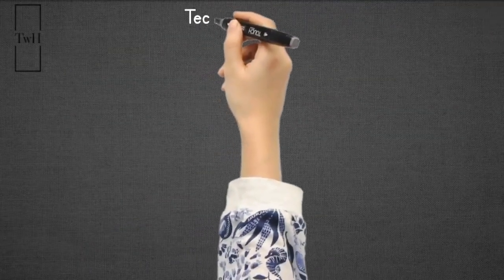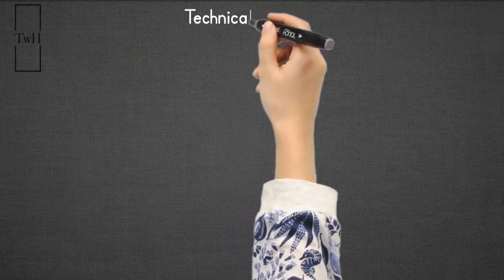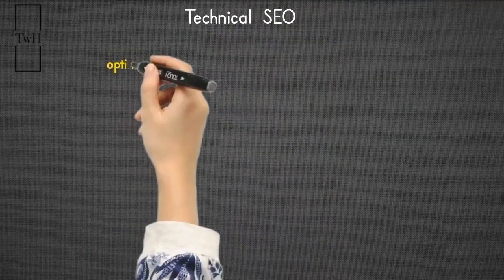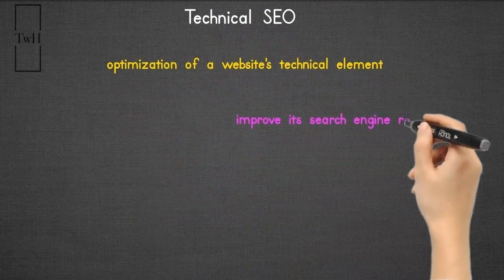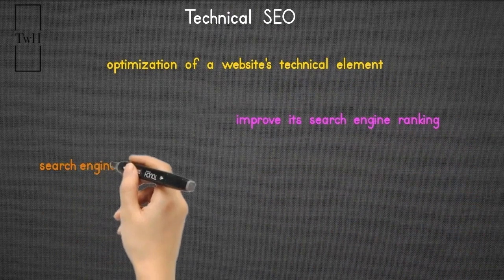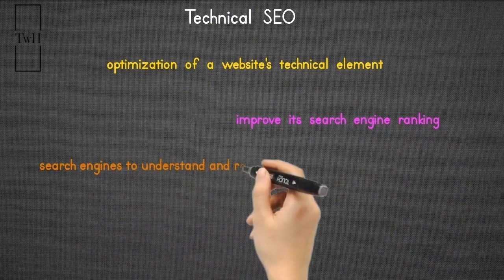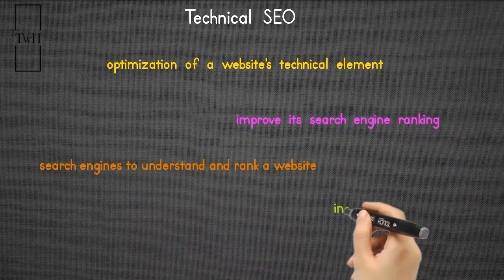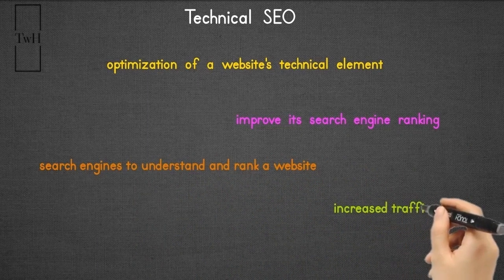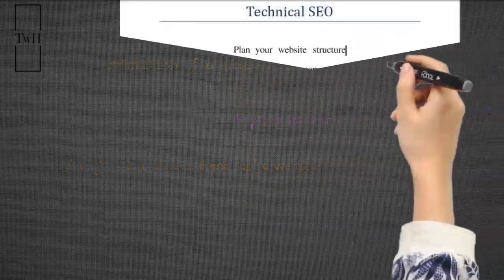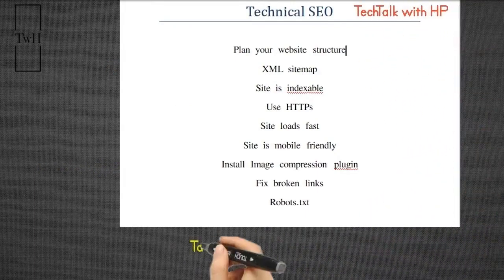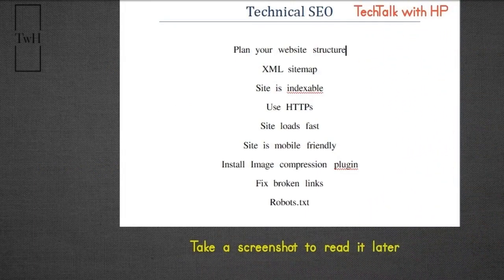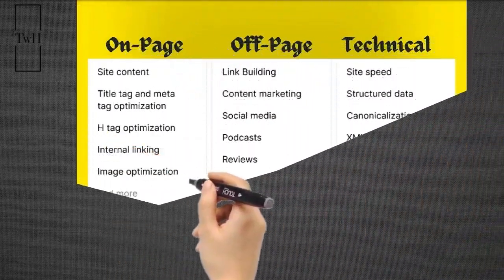Now, the third one is technical SEO. Technical SEO refers to the optimization of a website's technical elements to improve its search engine ranking. The goal of technical SEO is to make it easier for search engines to understand and rank a website, resulting in increased traffic. Here is the basic checklist of technical SEO to follow on your website. Take a screenshot to read it later. Here is an image to help you understand each type of SEO quickly.